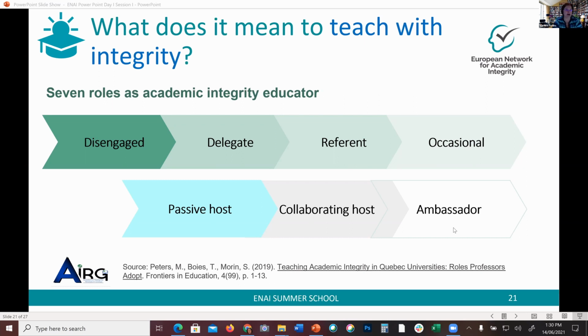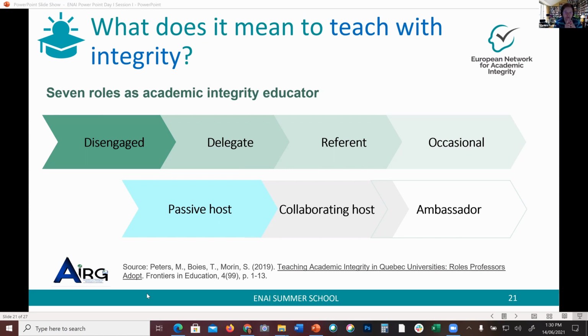And out of our 50 professors, how many do you think were academic integrity ambassadors in their own classroom? Anybody can make a guess? Two? One? A little bit more. We had 5 academic integrity ambassadors.